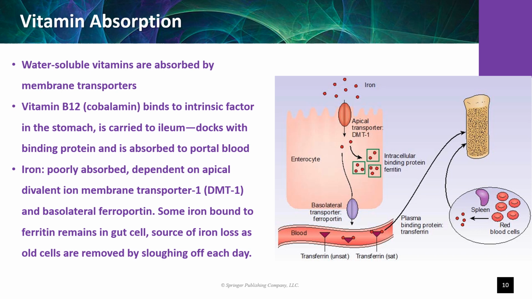Dietary iron can be ingested in the form of heme bound to hemoglobin or myoglobin in meats, or free iron from vegetables.